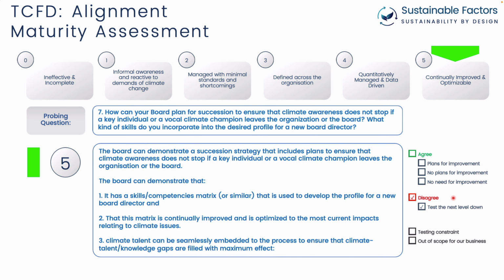And finally, level 5. Level 5 maturity is distinguished by the fact that it has an active living status, right? In this instance, it demonstrates how you continually improve and have an ability to optimize your succession planning processes to the dynamic nature of climate-related information. And in this case, climate talent can be seamlessly embedded into the process to ensure that climate talent knowledge gaps are filled with maximum effect. So yes, it's a small increment from level 4, but it's a necessary increment because level 5 is about your capability to operate at peak performance, whereby you are enabled for preservation, resilience, and continuity, etc.